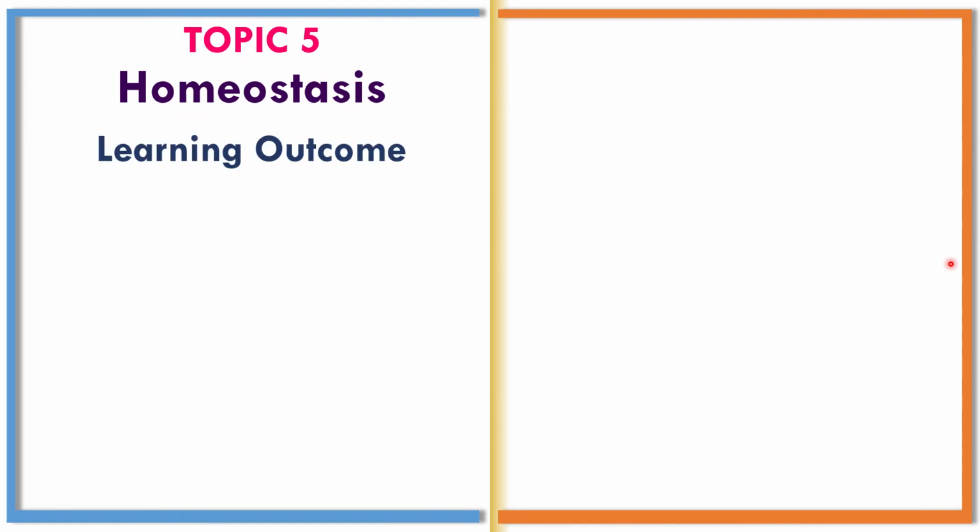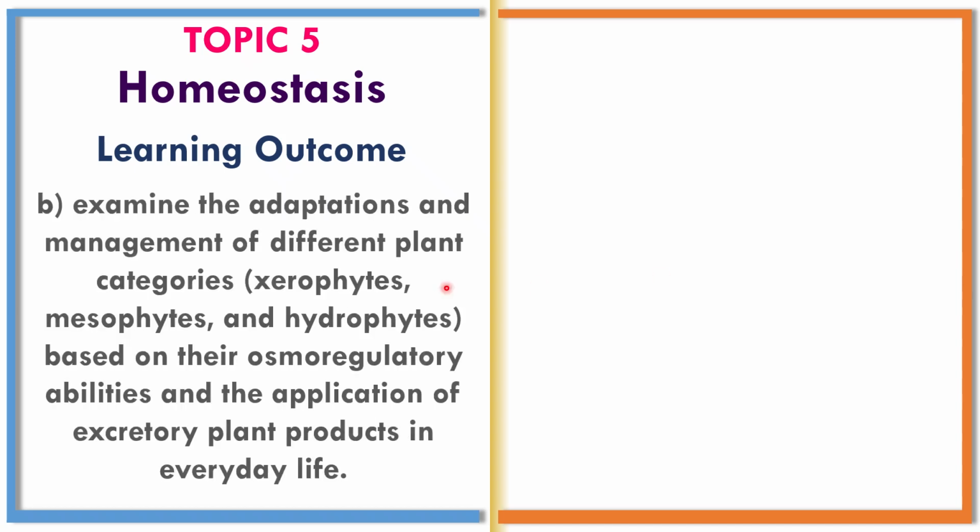Homeostasis. Our learning outcome B: Examine the adaptations and management of different plant categories: xylophytes, mesophytes, and hydrophytes, based on their osmoregulatory abilities and the application of excretory plant products in everyday life.